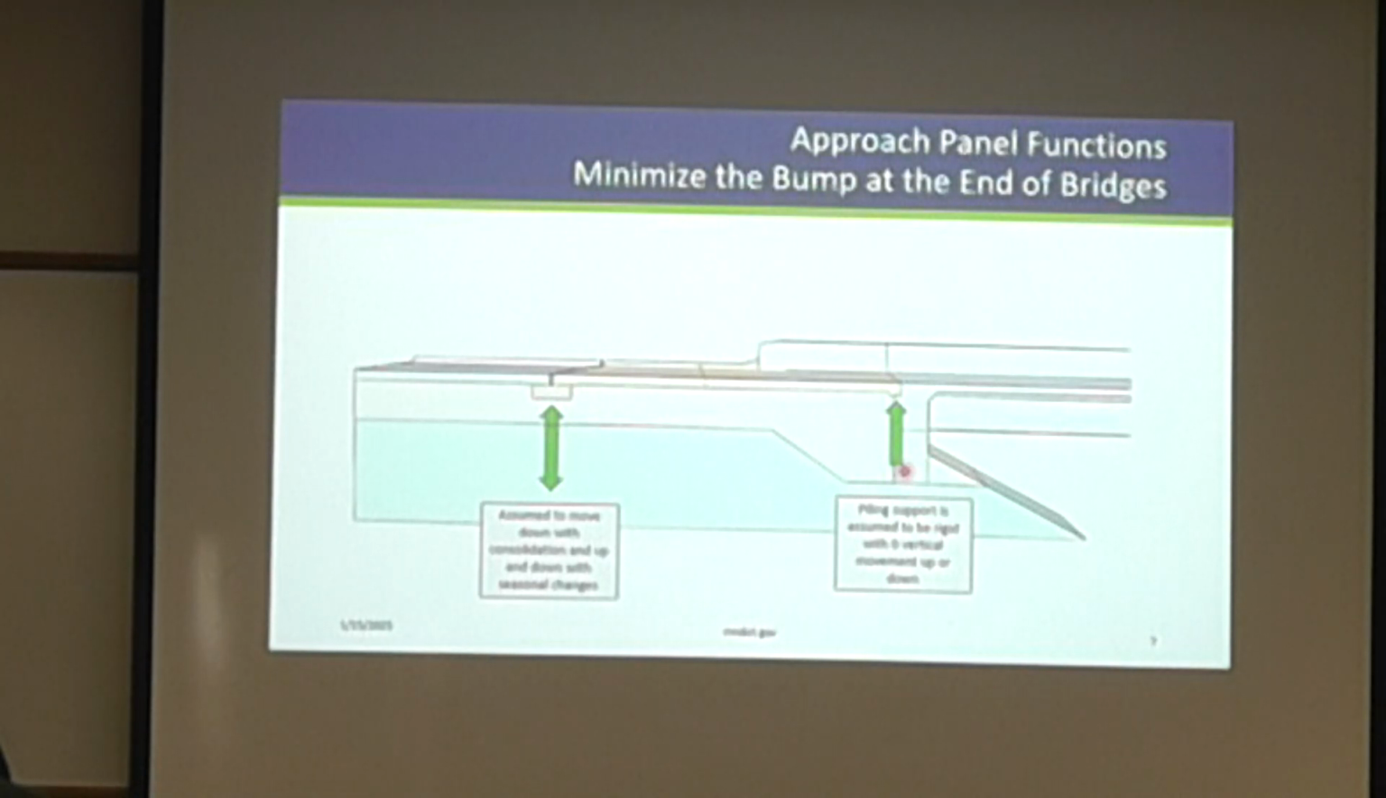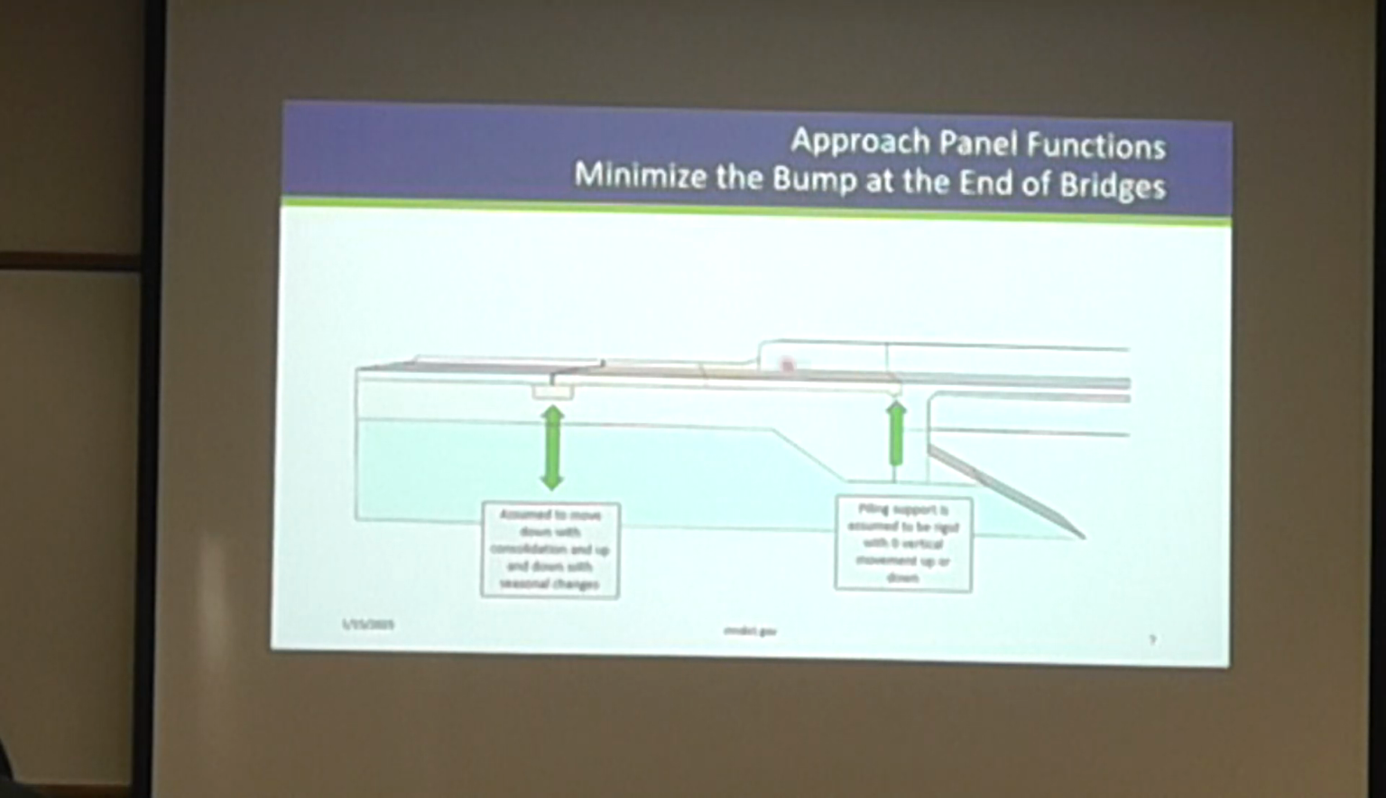So you can imagine, if we didn't have this approach panel, you might have a pretty significant bump, and that's what we're trying to minimize by increasing this length of approach panel. Just smooth out that transition.